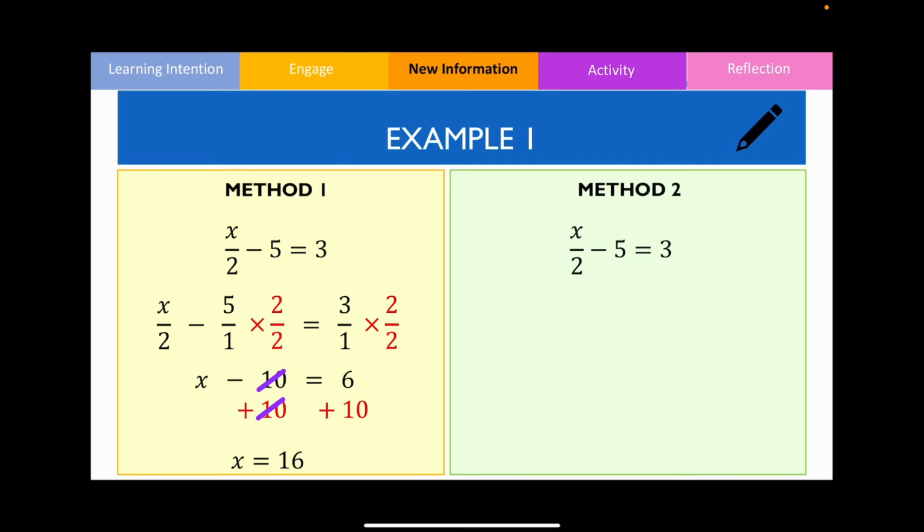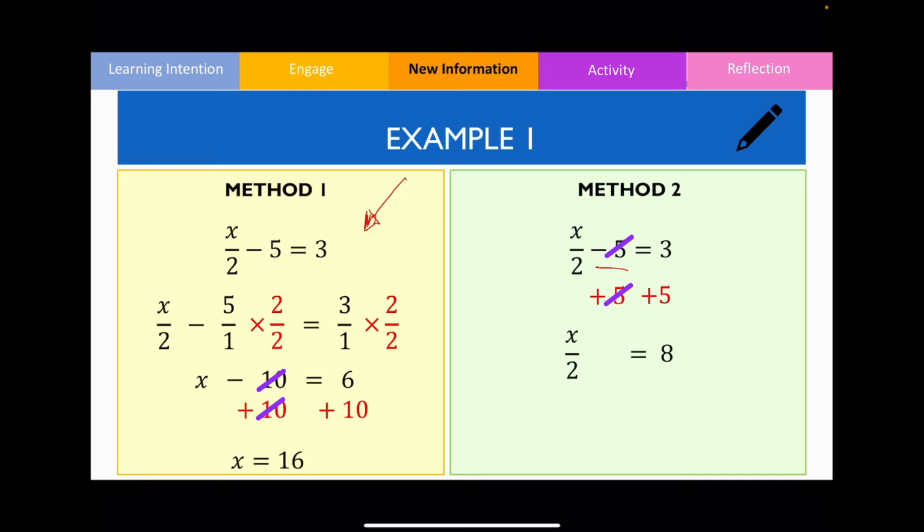I'm going to show you another alternative way to get to the exact same answer. Notice that in the first method I showed you, we had to make sure that all terms were converted into a fraction. But what I could do first is move this -5 to the other side. If I move the -5 to the other side, I'll do the opposite, so I'll add 5 to both sides. And so my equation becomes x over 2 equals 8.